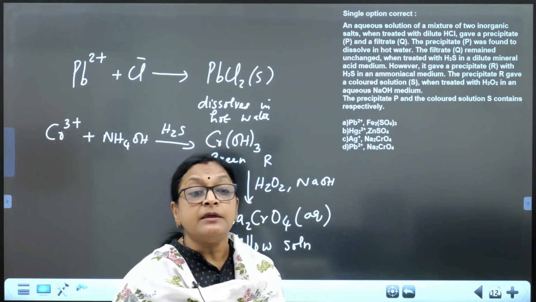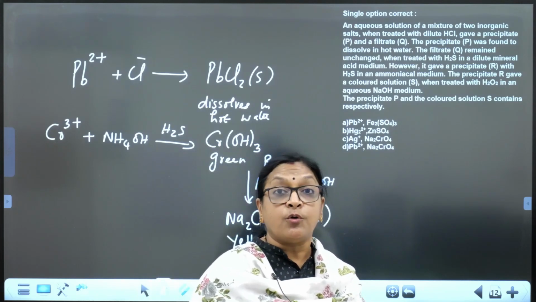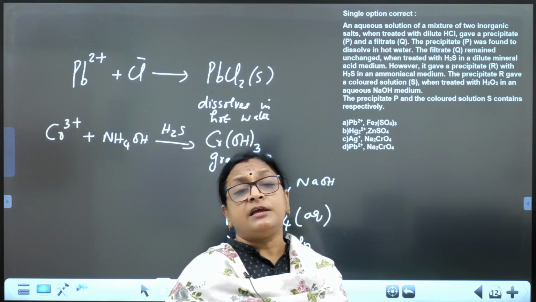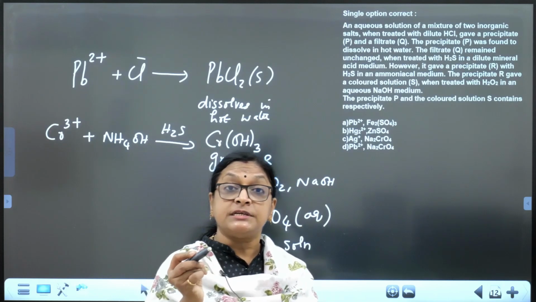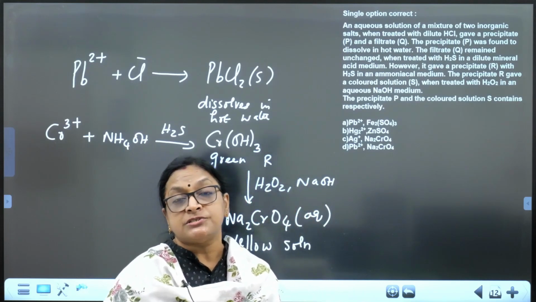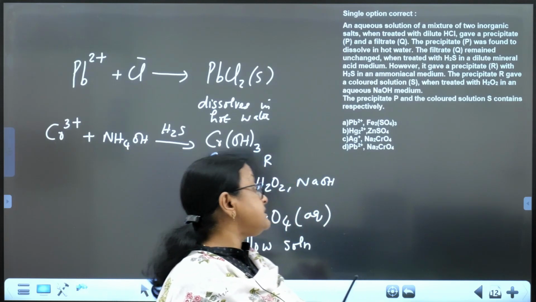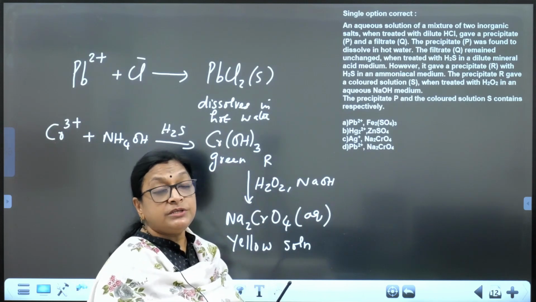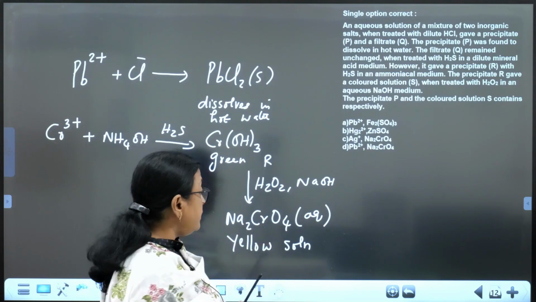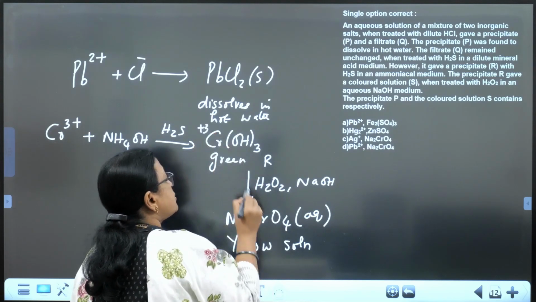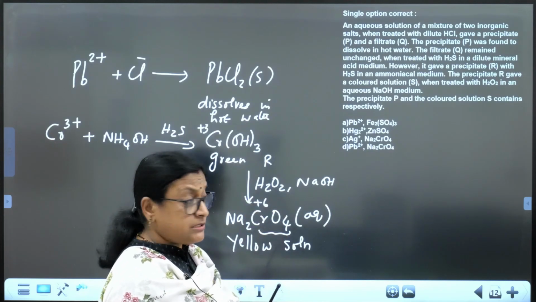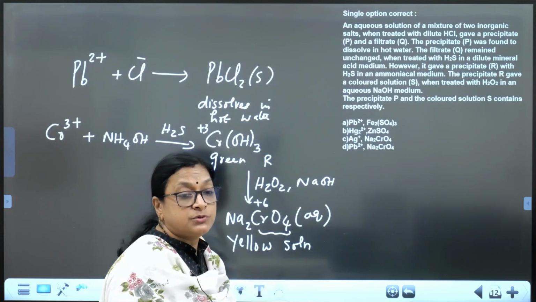So from the given options, it must be chromium 3+, which is present, which with ammoniacal H2S, ammonium hydroxide, gets precipitated as hydroxide due to the low solubility of Cr(OH)3, and you get a green precipitate of Cr(OH)3, which with H2O2 in NaOH gets oxidized to Na2CrO4. From the +3 state, chromium is oxidized to the +6 state, and in alkaline medium it exists as chromate, which is yellow in color. So option D is correct.